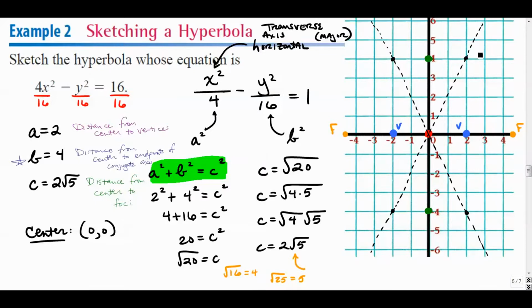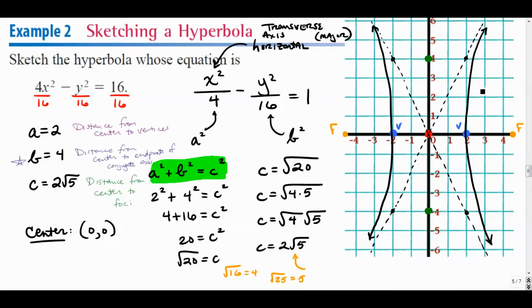I'll use a black color for this. It's going to go through the vertex, and it's going to sort of infinitely approach. Maybe that's not so good, but it's going to infinitely approach these asymptotes. So what you want to do is get your hyperbola to go through the vertex and sort of infinitely approach each asymptote. And this is probably easier for you guys to do on actual paper. It's not so easy for me to do on this computer, but I'll do my best.